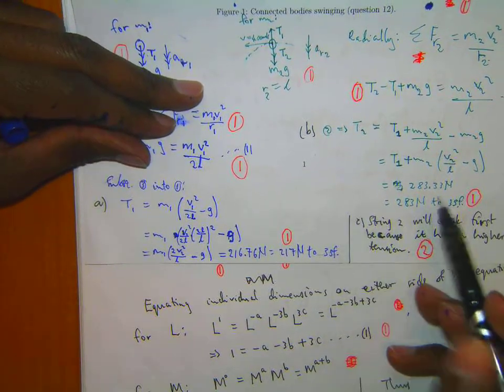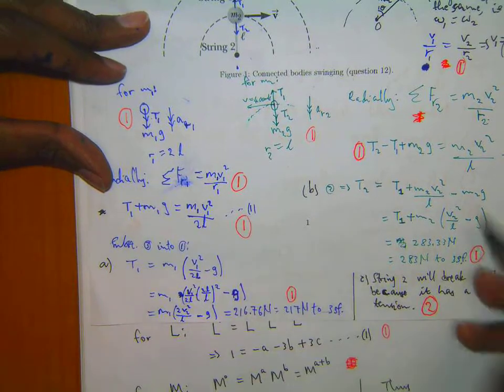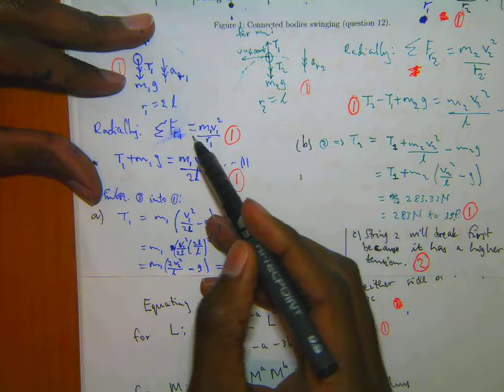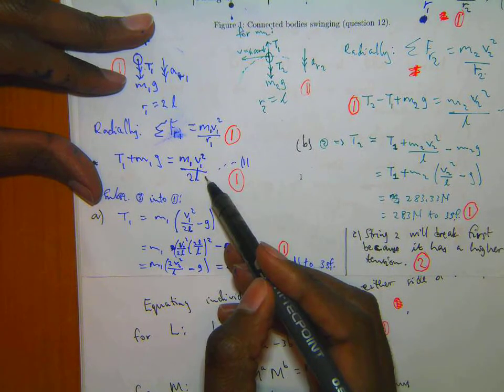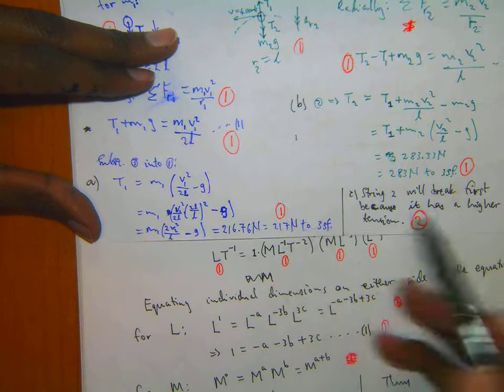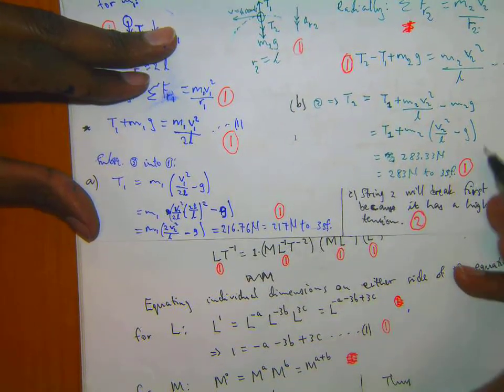For the free body diagram, you got a mark. That free body diagram, a mark. For that equation, a mark. For that equation, a mark. The final answer there, 217, a mark. The final answer, 283 Newtons, a mark.